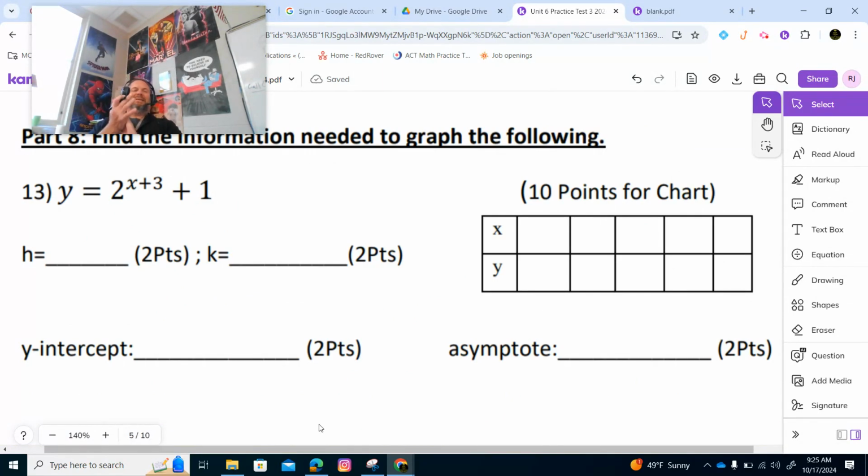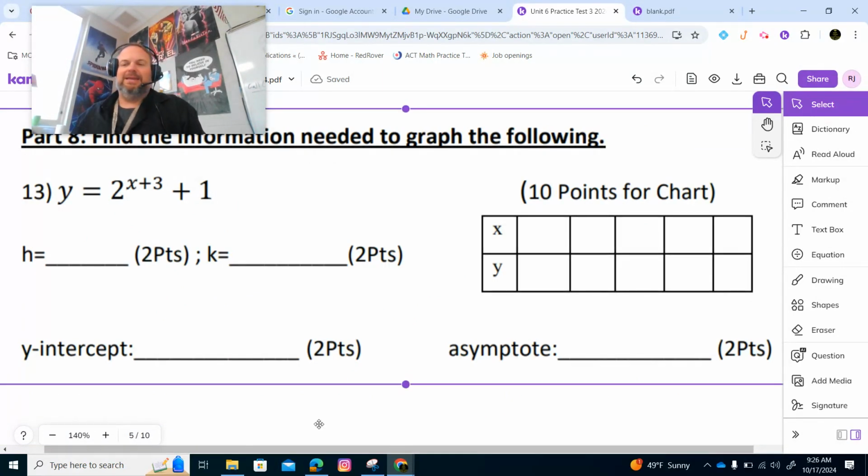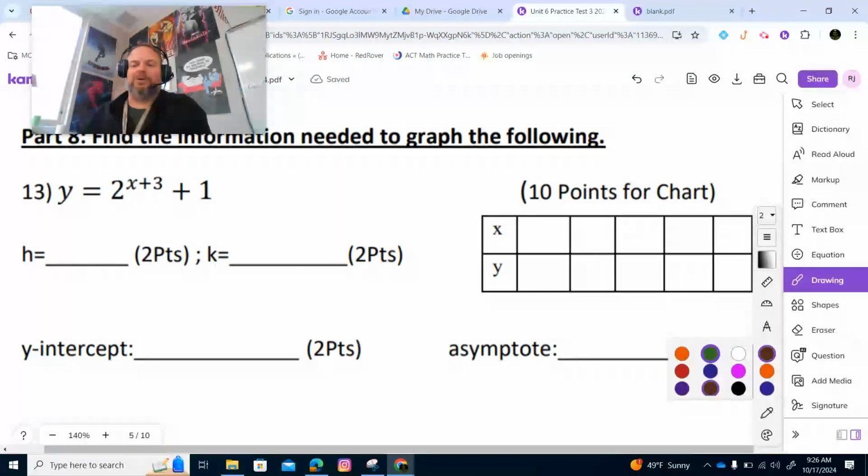All right. Man, these charts are so hard.